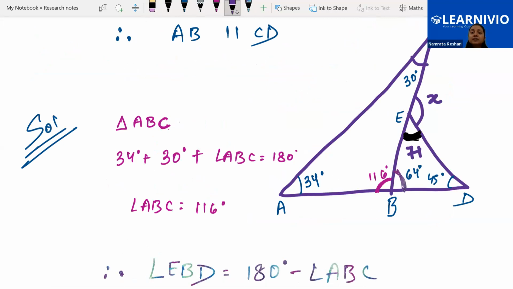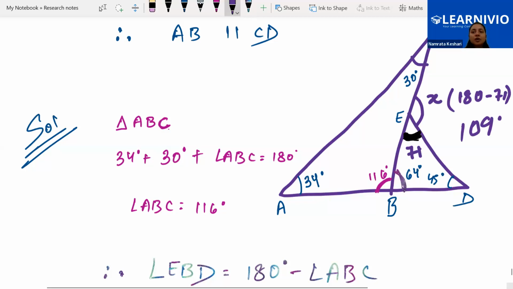By linear pair axiom, obviously. Is it 109? Yes, ma'am. Yes, Anam, it is 109. And you think you are wrong? No, it's not wrong.